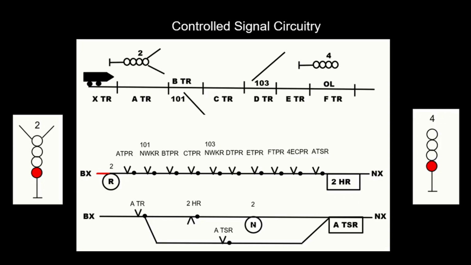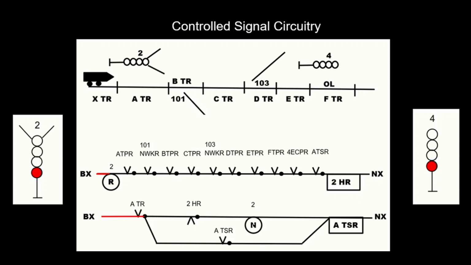Let us look at the situation where we wish to send a train through the section. The lever is in the frame, normal, and therefore the signal is red. Let us look at the TSR circuit at this point. A track is the track entering the section. There is no train in the section.